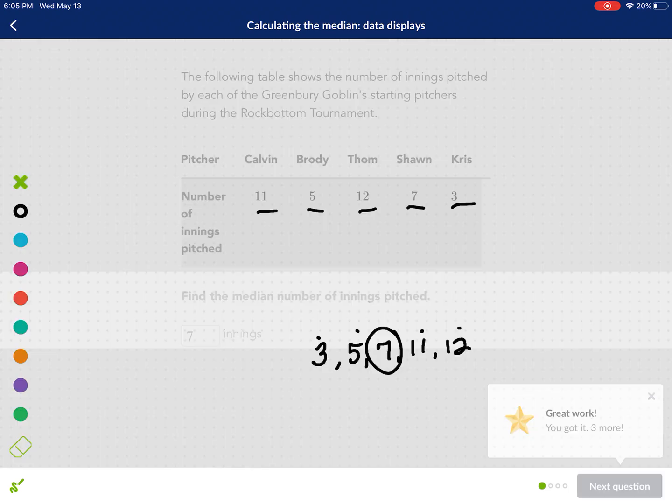All right, just for curiosity's sake, I would like to find how the median and the mean compare. So to do that, we would add these numbers.